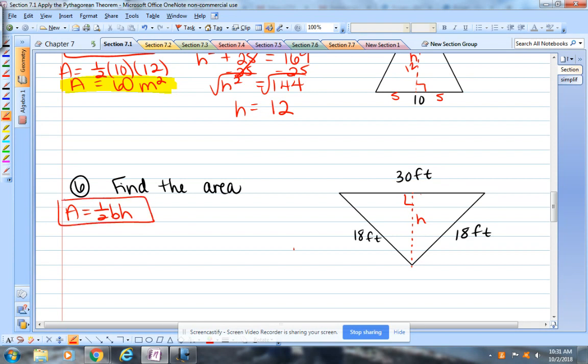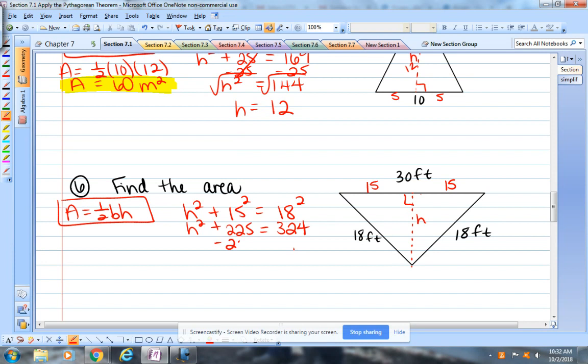So h is one of my legs. What's my other leg length? 15. Does everybody understand why that length is 15 and this length is 15? All right, somebody besides Eli, tell me how I'm going to set up my Pythagorean theorem. Very good. So 8 squared plus, what's 15 squared? 225. Equals what's 18 squared? 324. They're on the board. And then what do I do to solve for h?